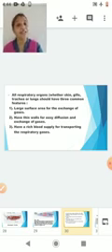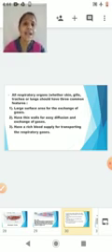Okay, next. It should be richly supplied with blood vessels, because the blood is the one which will transport the gases. So these are the conditions which need to be satisfied by any type of respiratory organ.